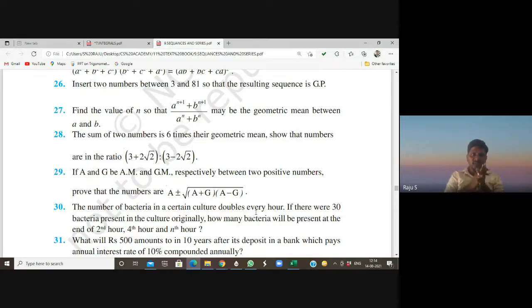Those two numbers are: one is capital A plus the square root, another number is capital A minus the square root of that value. That's all. Same, students, here also we need to find the A, B values.